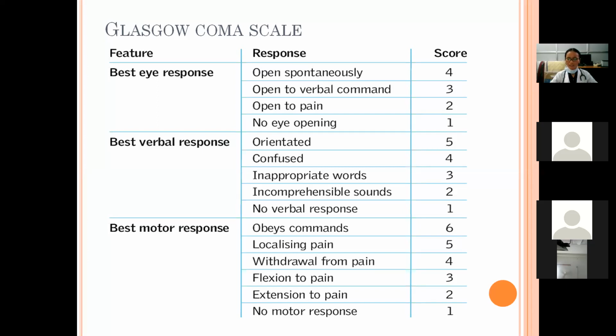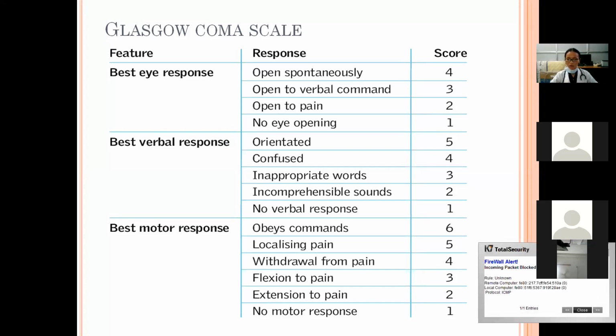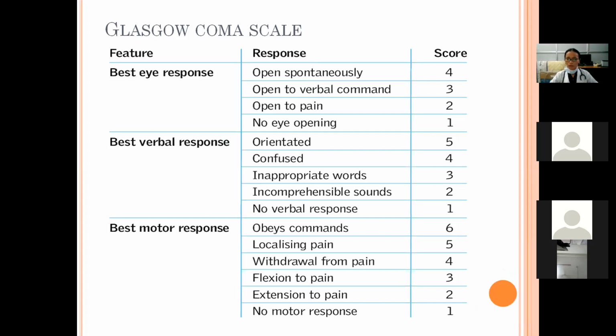If the child is confused and speaking inappropriate words, like you're asking the child something, he's saying something else, it is not relevant to the question and to the situation, it is given a score of 3. If there is not even any word comprehensible to you, the child is making some sound, but it is not a proper word, it is just an incomprehensible sound, it is given a score of 2. But if the child is completely mute, there is no verbal response, then it is given a score of 1.